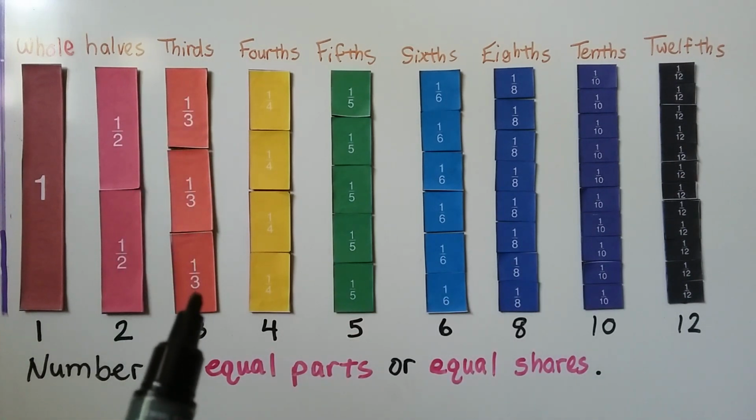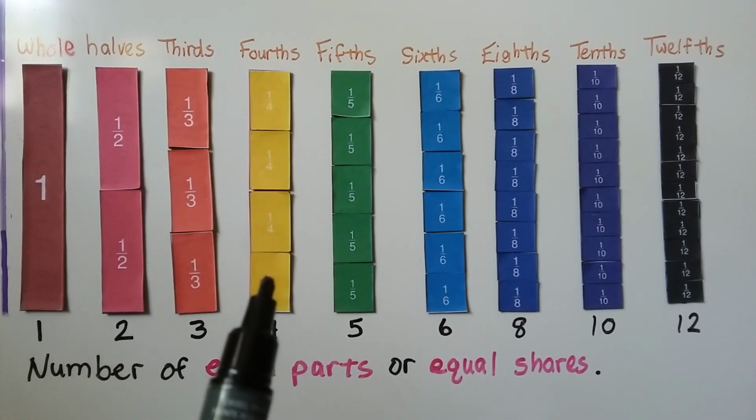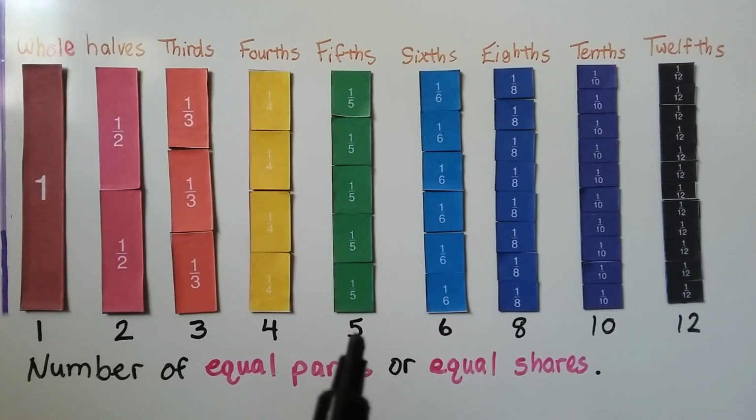This is just cut into 3 parts, so it's 3 thirds. This is cut into 4 parts, so it's 4 fourths. This is cut into 5 parts. They're equal parts, so that's 5 fifths. We have 6 equal parts, that's 6 sixths. 8 equal parts, that's 8 eighths. 10 equal parts is 10 tenths. And 12 equal parts is 12 twelfths. Each one of them is just as big as this 1 whole. They're just split into a number of equal parts or equal shares.